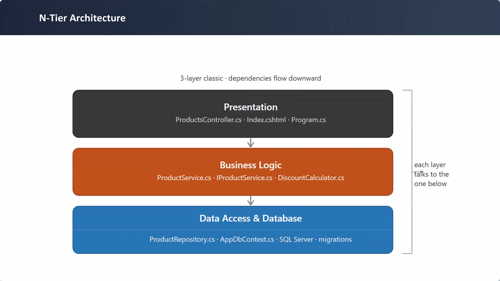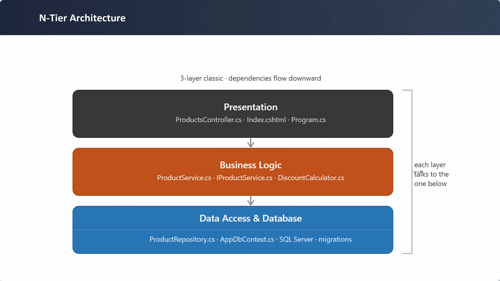Now 3-layer is the classic version. Typically you will have 3 different projects in a .NET solution. Like here you can see we will have one for presentation, one for business logic, and one for data access. Presentation talks to business logic and business logic talks to the database, simple and direct.